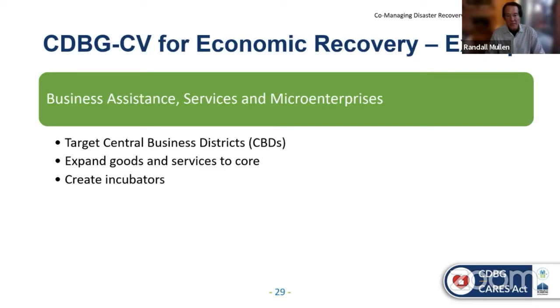Therefore, CDBG-CV is more targeted to small-scale economic development activities than CDBG-DR. Examples include the business assistance services and microenterprises that target central business districts, CBDs, in a local jurisdiction. Expand goods and services to a jurisdiction's core that might be underserved. And then create business incubators that capture markets demanding new and different services as a result of the pandemic that we're experiencing. Next slide.